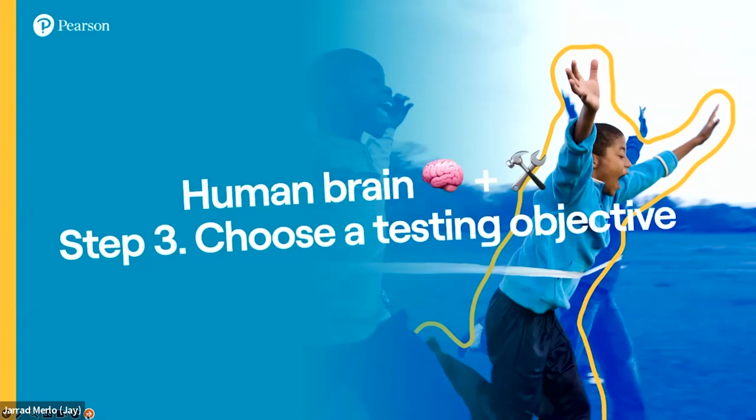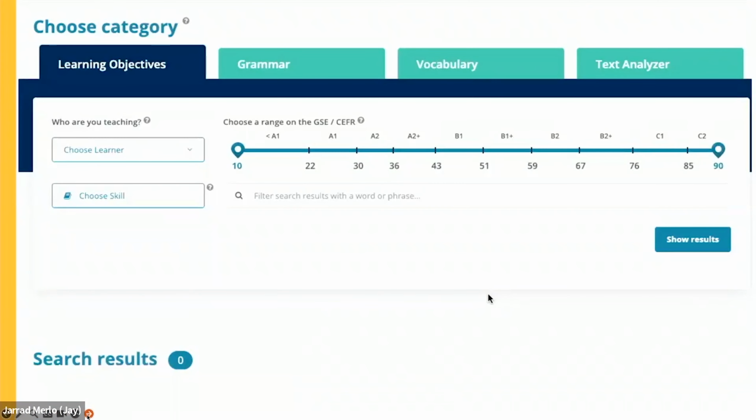Okay, step 3. We need to choose a testing objective. This is where it gets a little bit more complicated. So I need you to pay attention. This is the first time I'm going to show you a very cool tool by Pearson called the GCSE Teacher Toolkit. It looks like this. If you go to Google, type in GCSE Teacher Toolkit, you'll see this strange looking machine here.